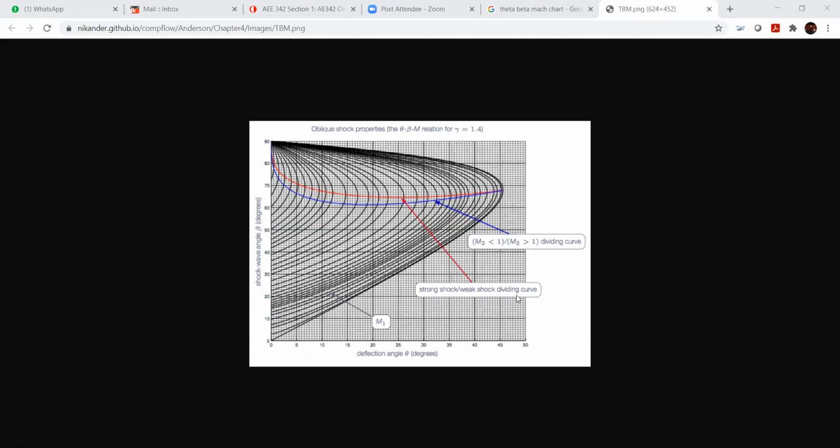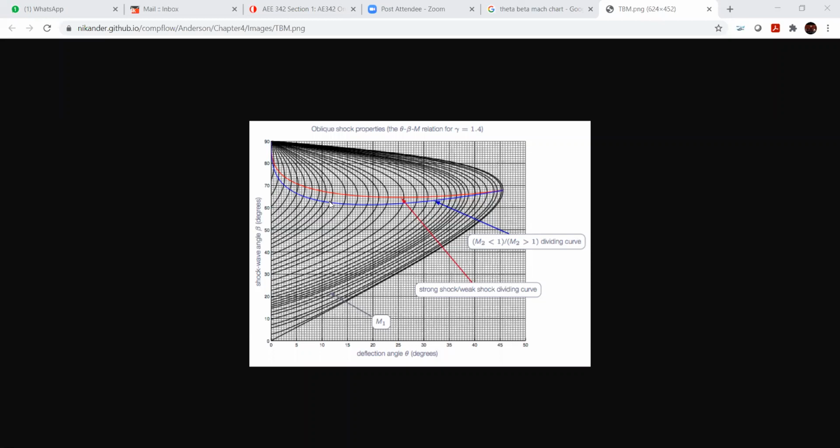And the line that divides them is this red line, which passes through here, almost following the theta max locations. It is the strong shock, weak shock dividing curve. And generally, as I just mentioned, in wind tunnel tests and in nature observations, the shock waves that we generate, or that we experience, are more in the weak shock domain.